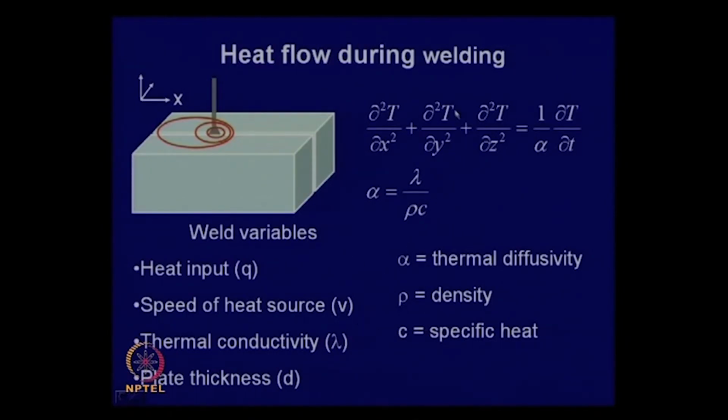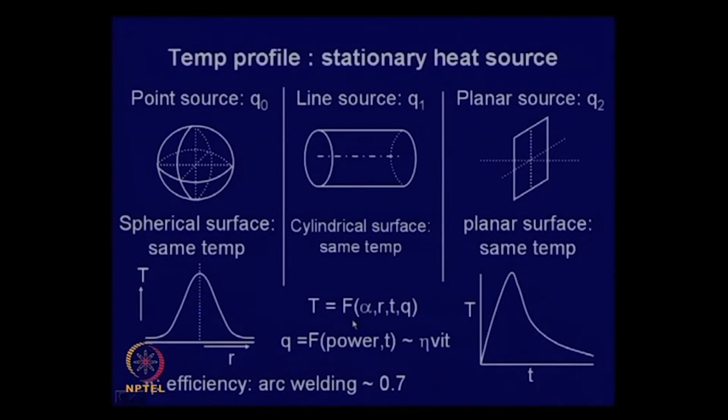But in real welding there will be a speed, that is, the heat source will be moving, and let us say that the heat source moves with velocity v. In that case it is quite easy to visualize what the temperature profile will be around the heat source. We consider 3 hypothetical cases. From our physical concept it is possible to visualize what the temperature profile will look like around the source.